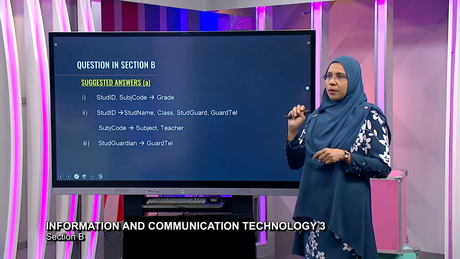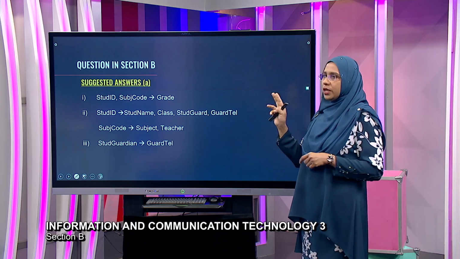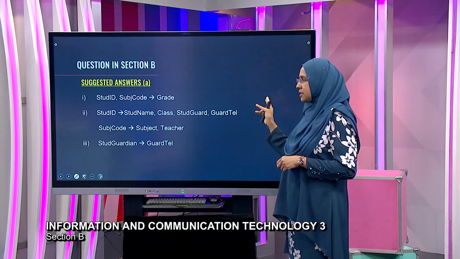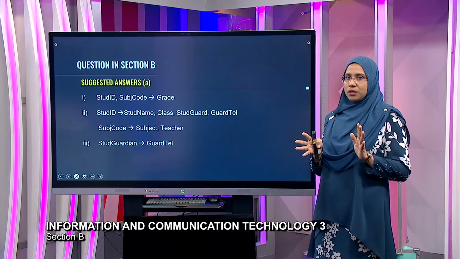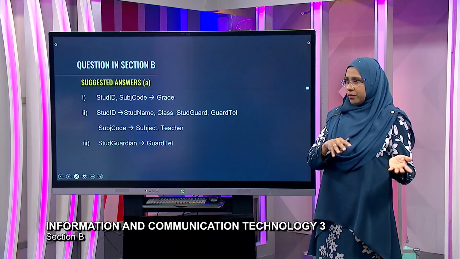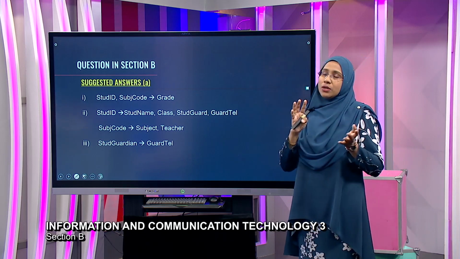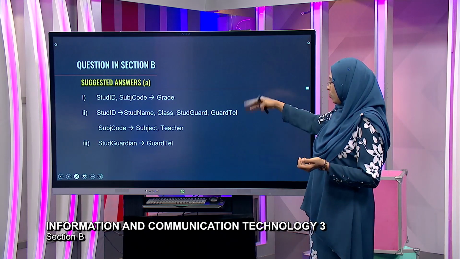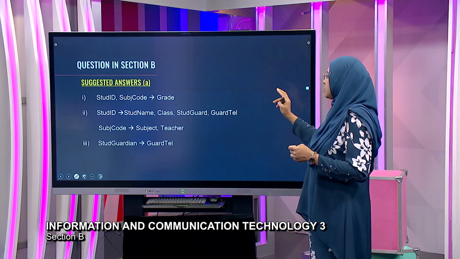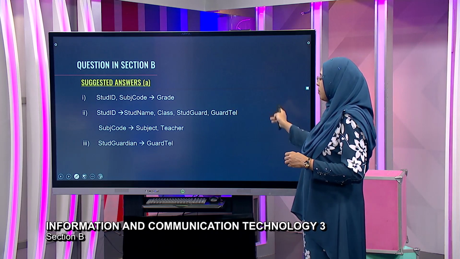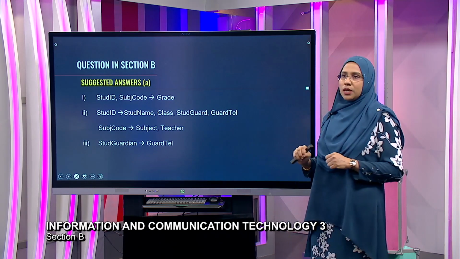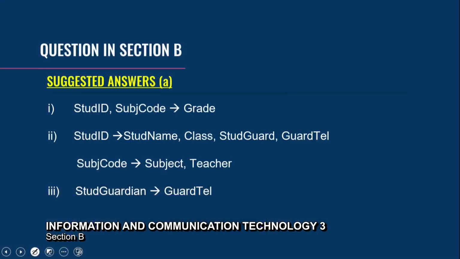Both are the primary key, where grade fully depends on them. So this is full functional dependency. For the second one, partial. Partial means half-half. Half depends on the first primary key, another half depends on the other primary key. So we have 2. Student ID, student name, class, student guard, and guard telephone number depend on student ID. Subject and teacher depend on subject code. So this is partial dependency.